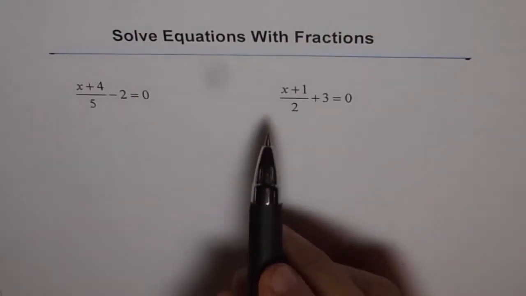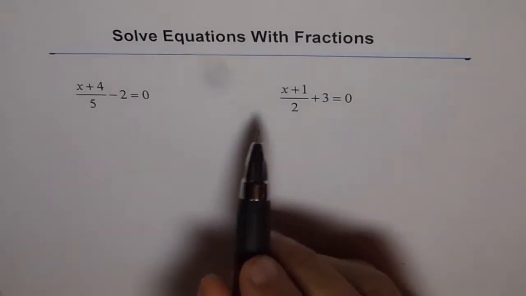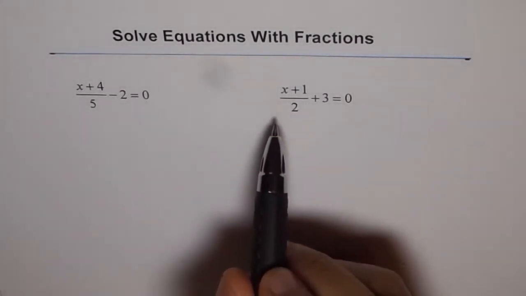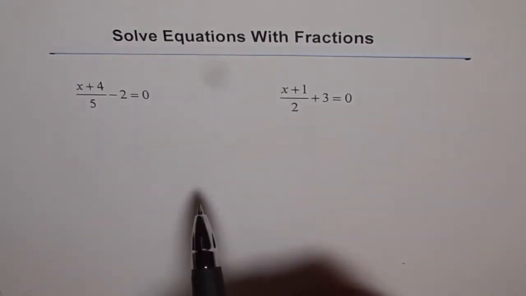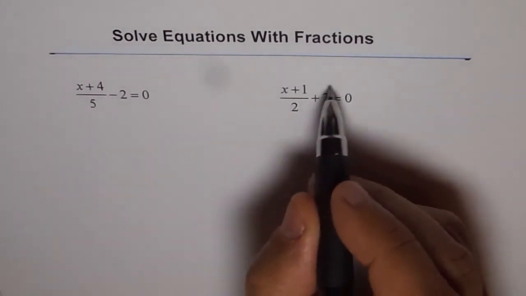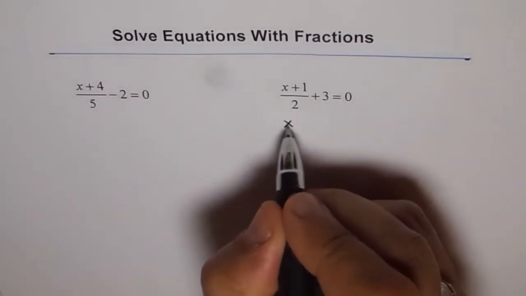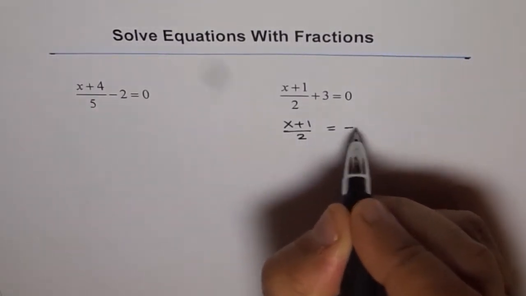Okay, how to isolate x? Let's follow a procedure to do it. First we see there are two terms. One is (x + 1) divided by 2, the other is plus 3. So first step, let's get rid of this 3, okay? So let's take it to the other side. So what do we get? We get (x + 1) divided by 2 equals minus 3.